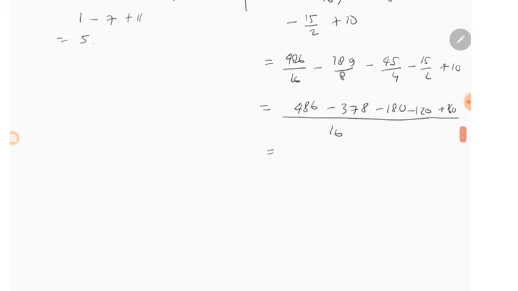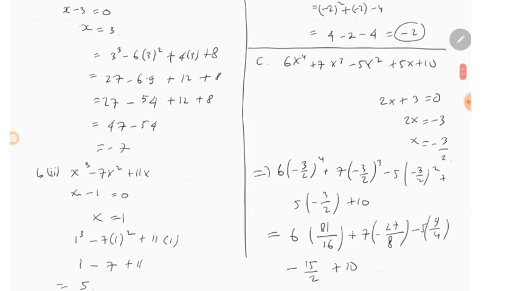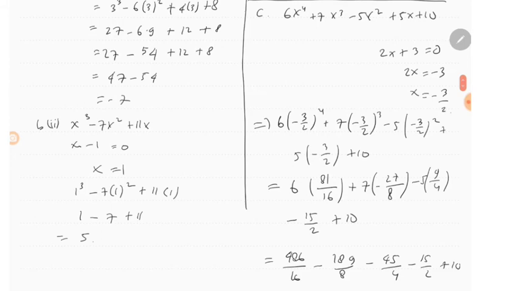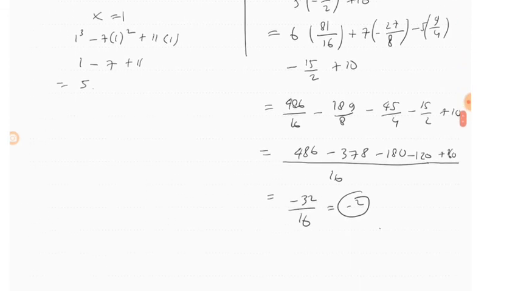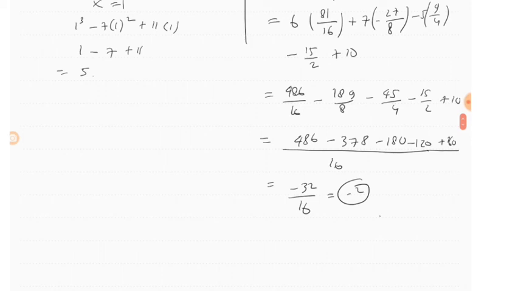Okay, then you have 486 plus 160 minus 378 minus 180 minus 120. So you have negative 32 over 16 or negative 2. So the remainder for CI equals negative 2. Okay, next.